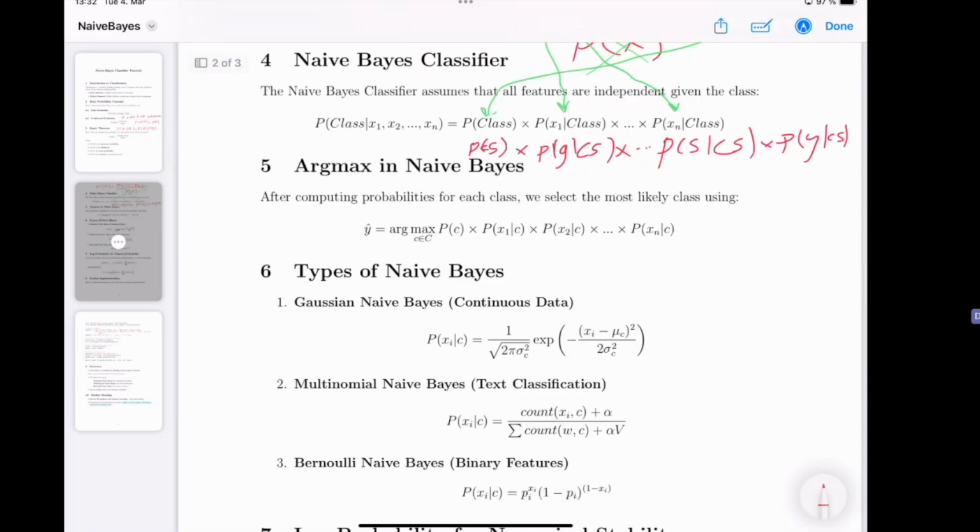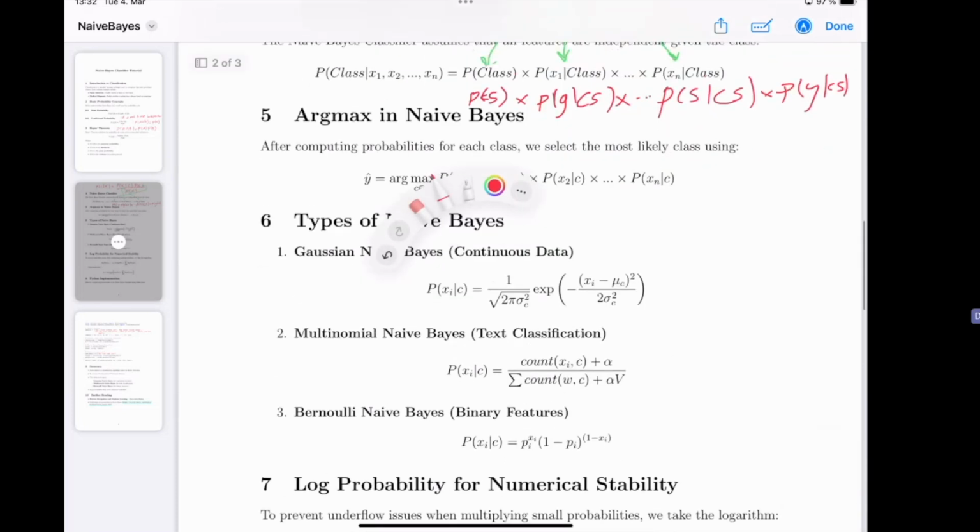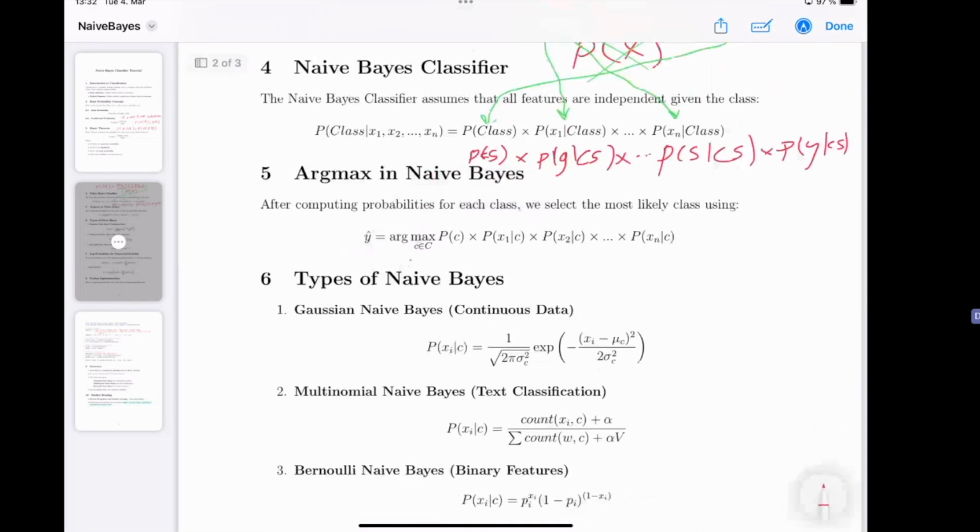Multiplication causes a problem. What could be the problem of multiplication here? These are probabilities, and probabilities are less than 1. If I multiply 0.1 by 0.1, I will get 0.01. If another comes, it will be yet smaller. Because we are using computers, practically, these values can vanish away.